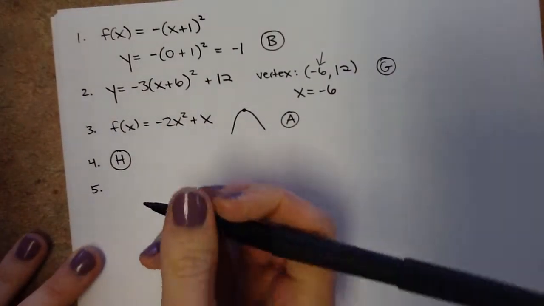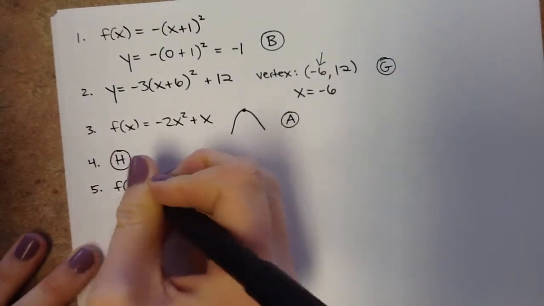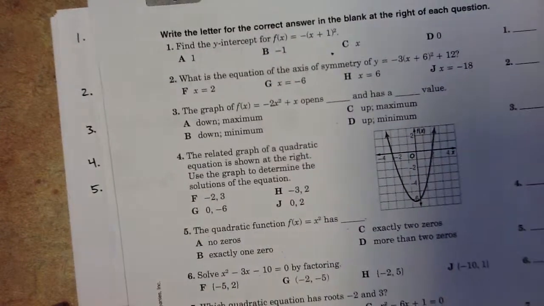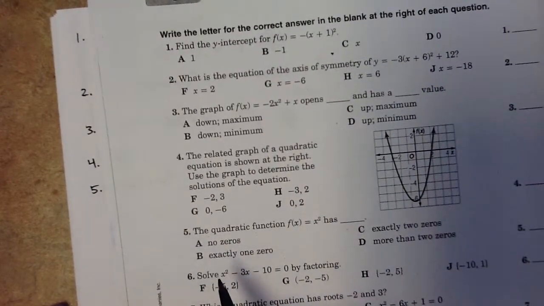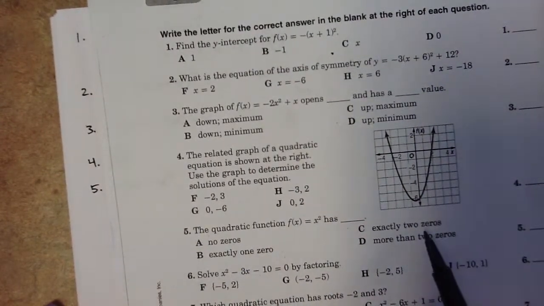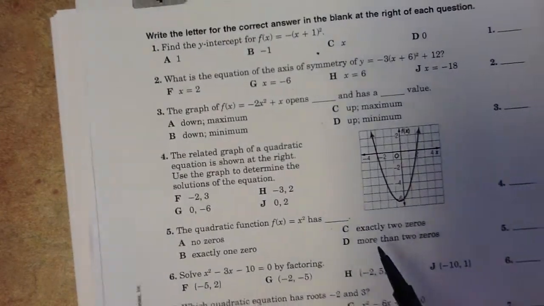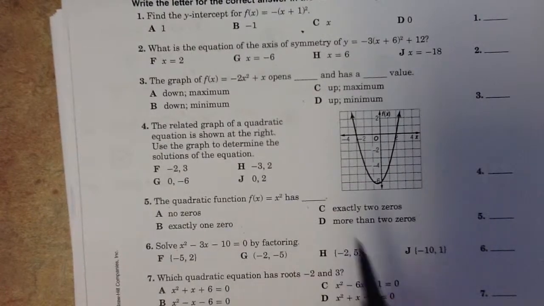Okay, quadratic function x squared. This is an interesting question. Let me show you the options that we're dealing with here. X squared has no zeros, exactly 1 zero, exactly 2 zeros, or more than 2 zeros. First of all, this one's out. You can't possibly have more than 2 zeros because our degree is only 2.